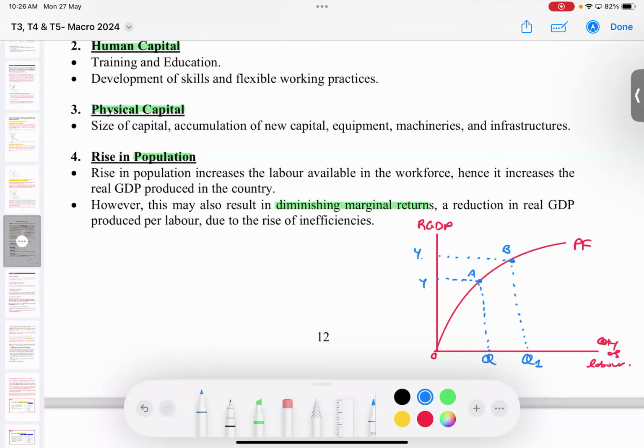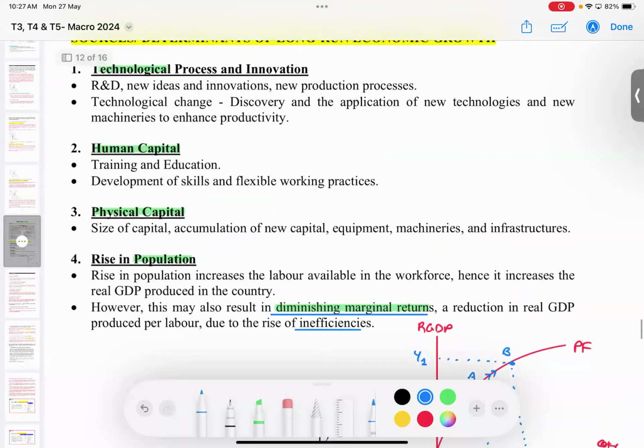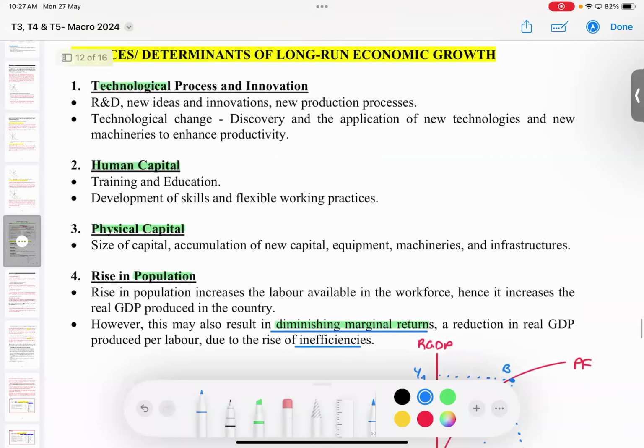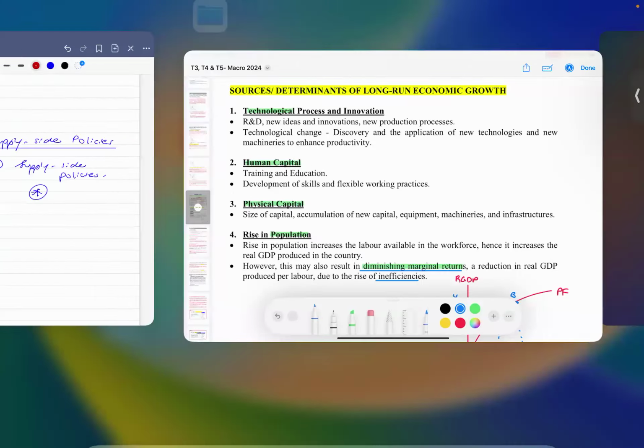But the increment is getting lesser, okay? Because of the inefficiency that result in the diminishing marginal returns, okay? But anyway, all this will still result in the shift of the LAS curve. Okay, so let's illustrate it on the diagram. Okay, so how the graph looks like.